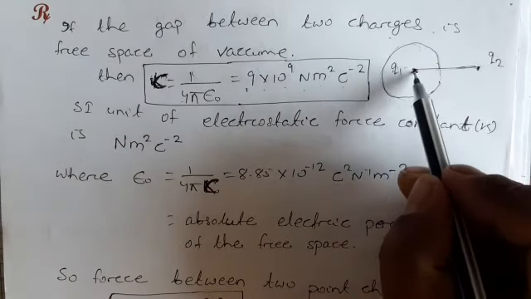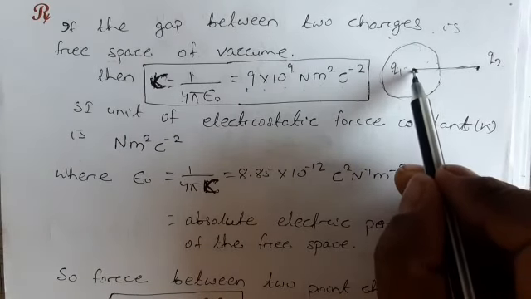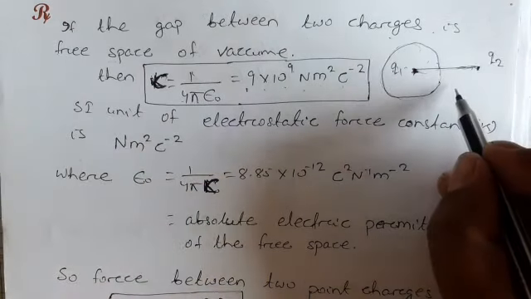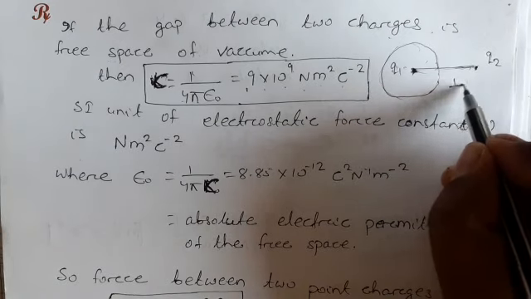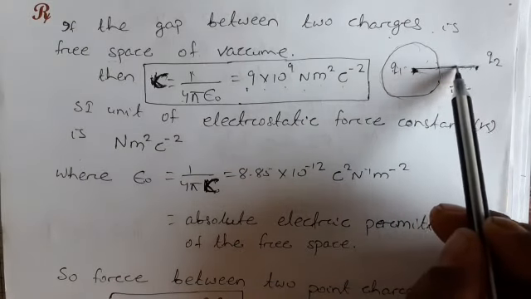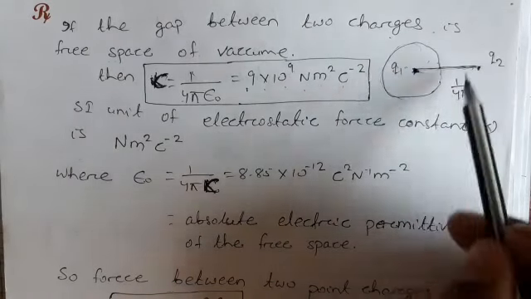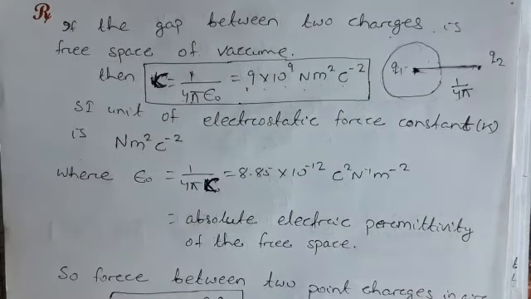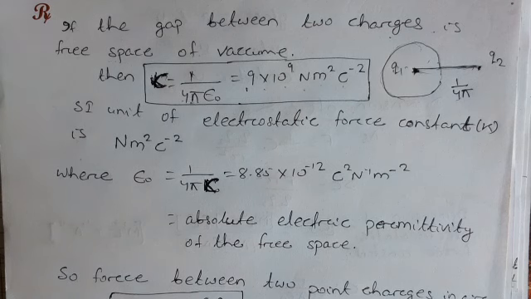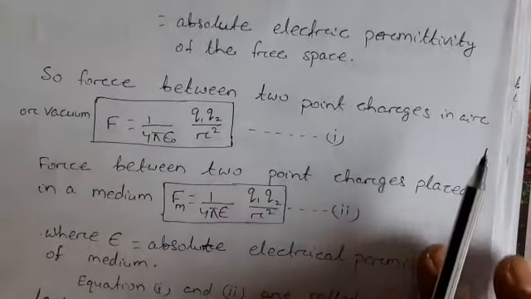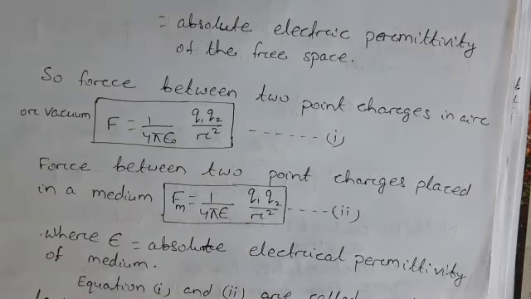So the total space around a charge is 4 pi, but I want to find out the force on a single line. So I will take the constant as 1 by 4 pi. Why? Because I want the force on a single line, not in the 4 pi direction, 4 pi angle. Okay, that's why I have taken 1 by 4 pi. And what is epsilon naught? Epsilon naught is the absolute electric permittivity of free space.